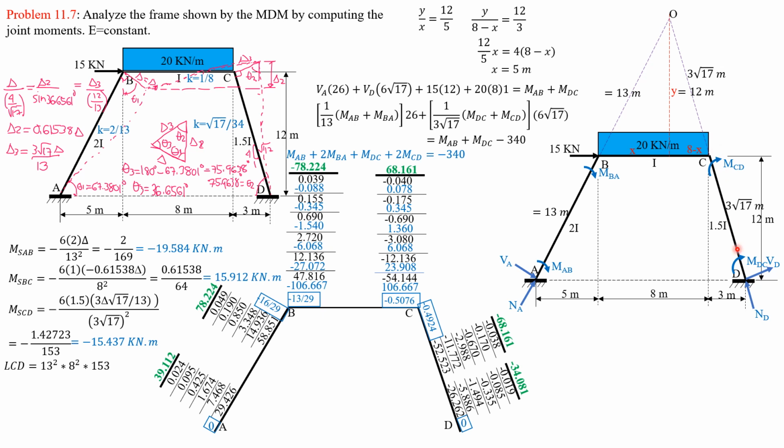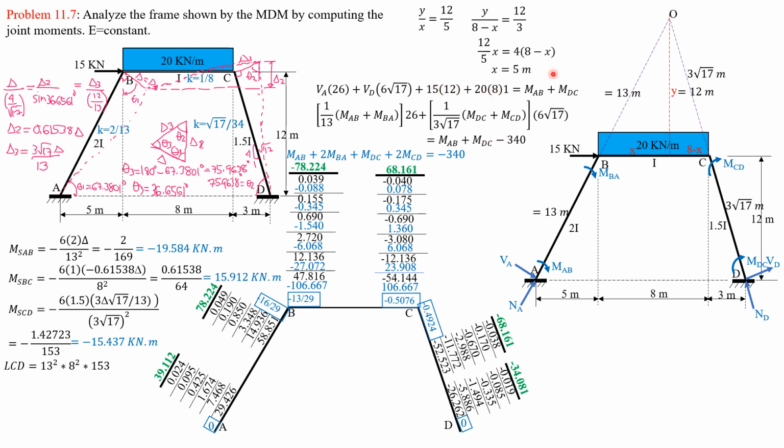Then considering column CD, summation of moments about C equals 0, shear at D times 3 square root of 17 equals MDC plus MCD. So that means shear at D is 1 over 3 square root of 17 times the quantity MDC plus MCD. And we just copy the moment arm, 6 square root of 17, then equate to MAB plus MDC.